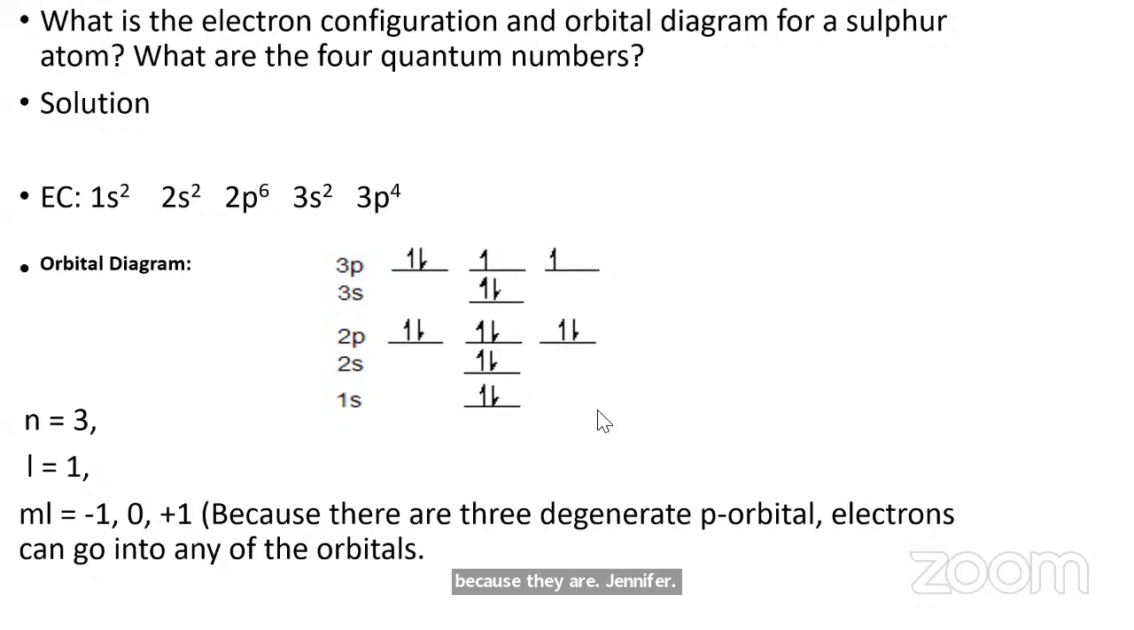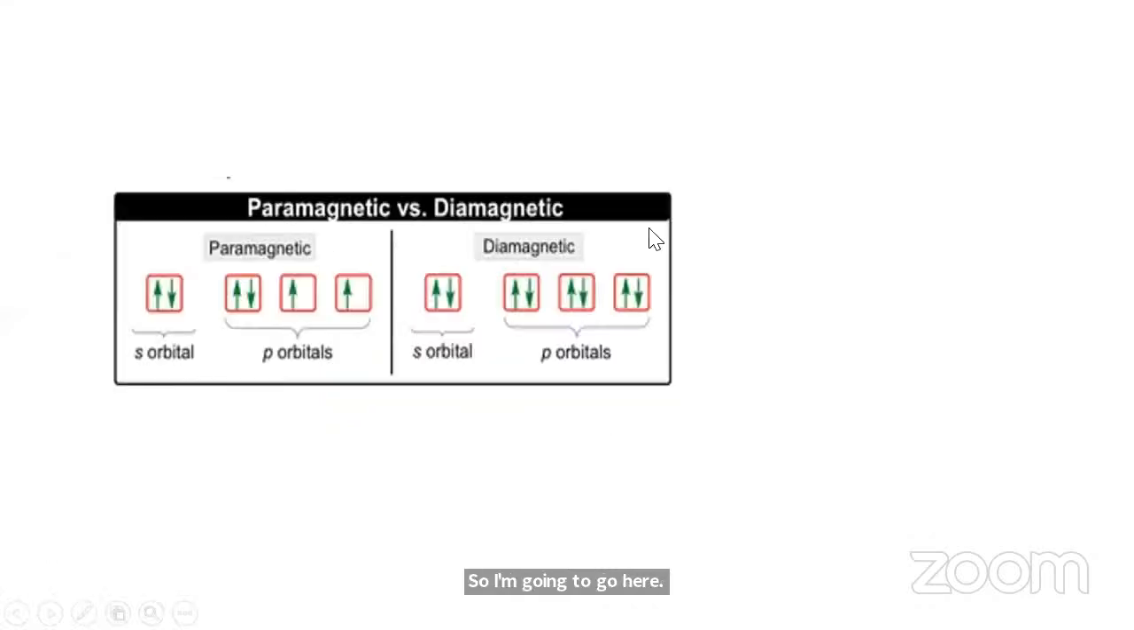Now, what are the 4 quantum numbers? I'm going to move to the next slide so that I'll look at your chart. What are the 4 quantum numbers for sulfur? Give me my answers. There is no time.